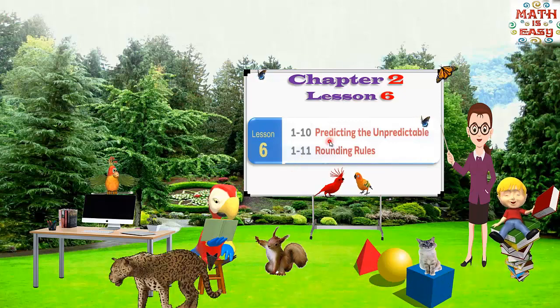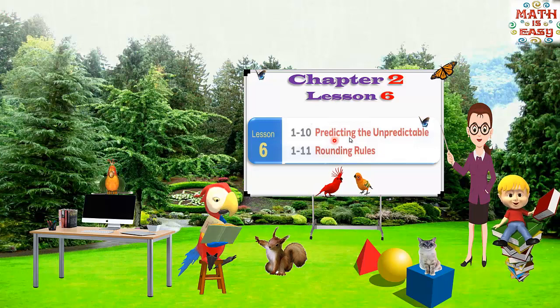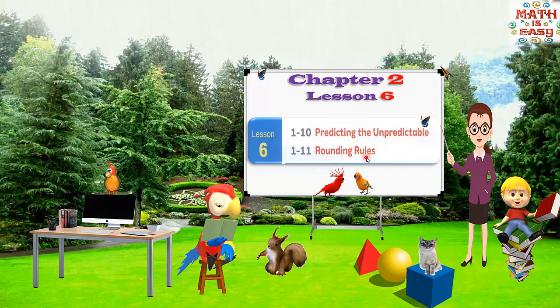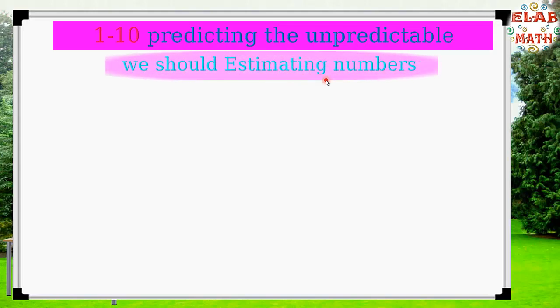In this lesson we're going to learn two main concepts in mathematics. First concept is predicting the unpredictable. Second concept, rounding rules. Predicting the unpredictable means you should estimate the numbers. What is the meaning of estimation?